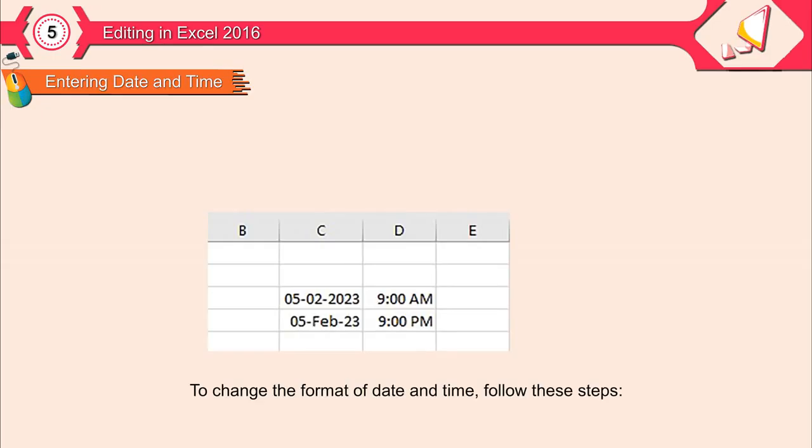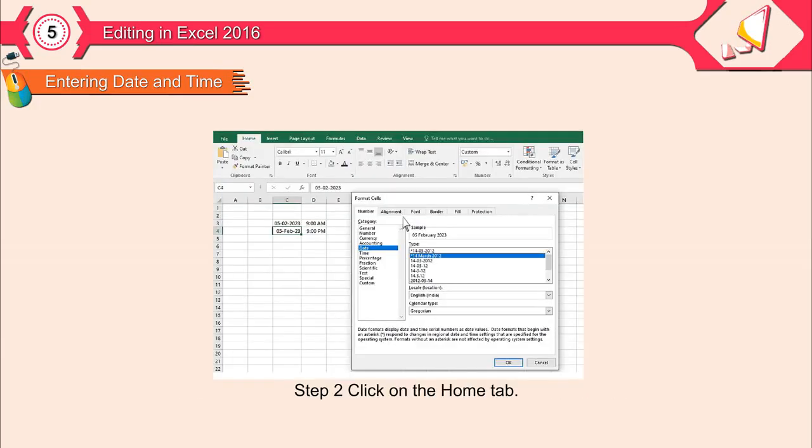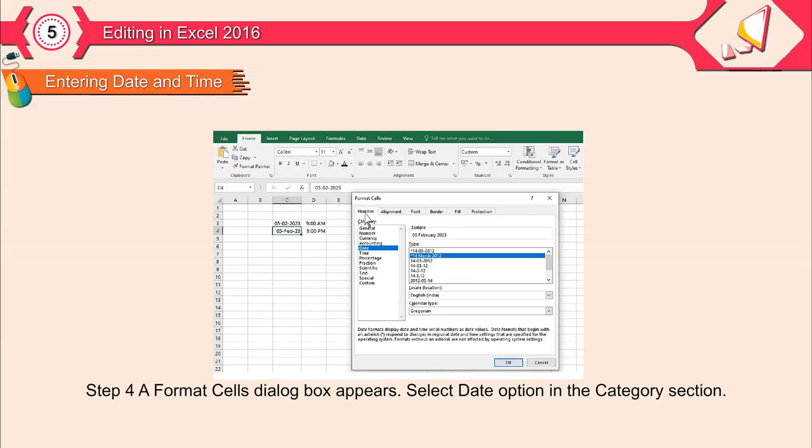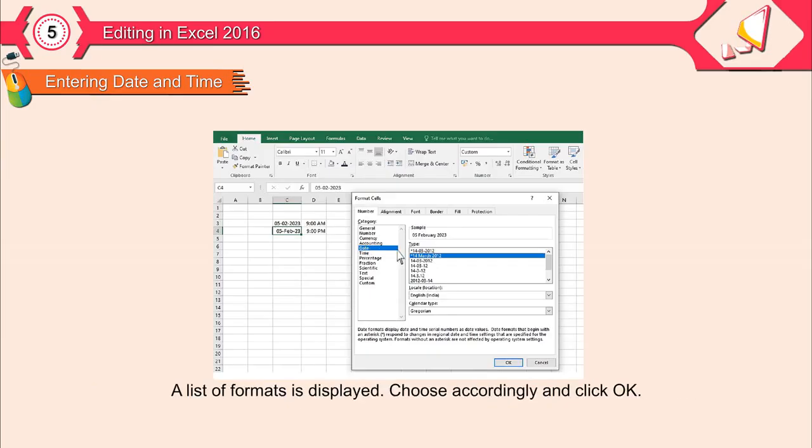To change the format of date and time, follow these steps. Step 1. Select the cell where you want to edit the date or time. Step 2. Click on the Home tab. Step 3. Click on the Number Format dialog box launcher. Step 4. A Format Cells dialog box appears. Select the Date option in the Category section. A list of formats is displayed. Choose accordingly and click OK.